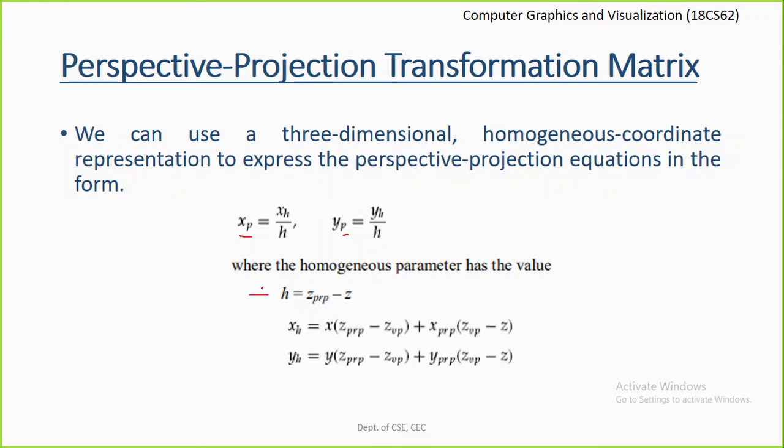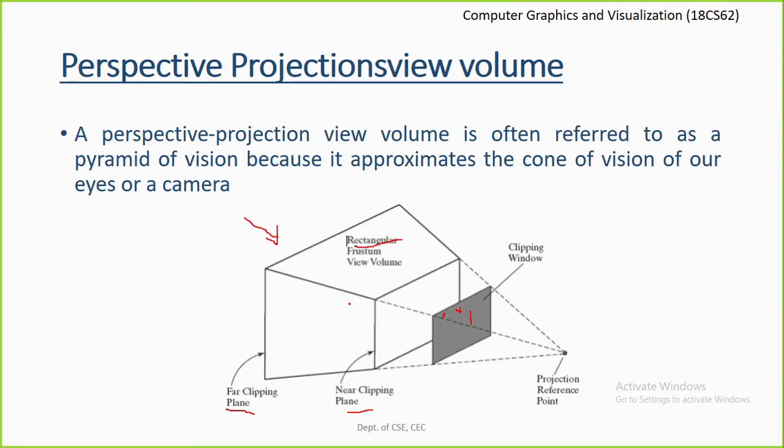The homogeneous coordinate h is given as the difference between the z coordinate of the projection reference point and the z coordinate of a given point. Okay, so h is the distance between the z coordinate of the projection reference point and the z coordinate of the given point that we are going to project. Every point here is given as x comma y comma z. Similarly, the projection reference point is represented by xprp comma yprp comma zprp.